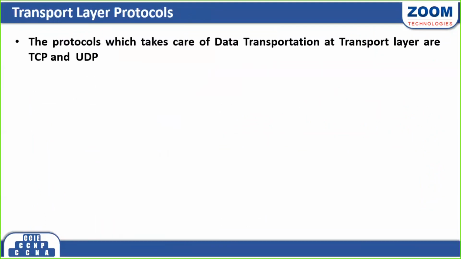Can you read this point? Protocols which take care of data transportation at the transport layer are TCP and UDP. Can anyone read it once again? What is the meaning of it?